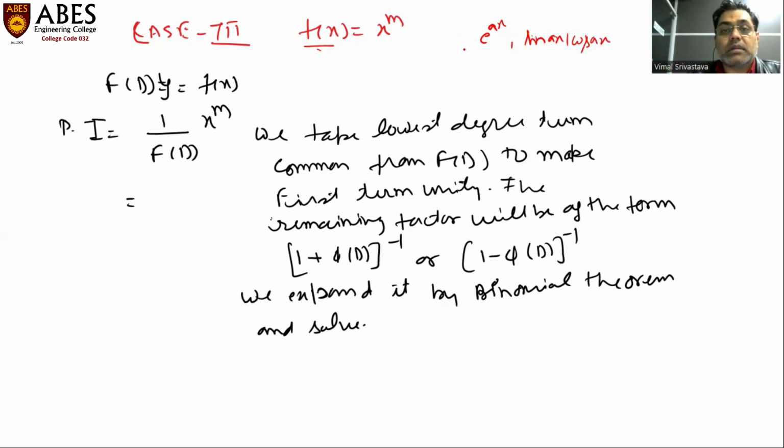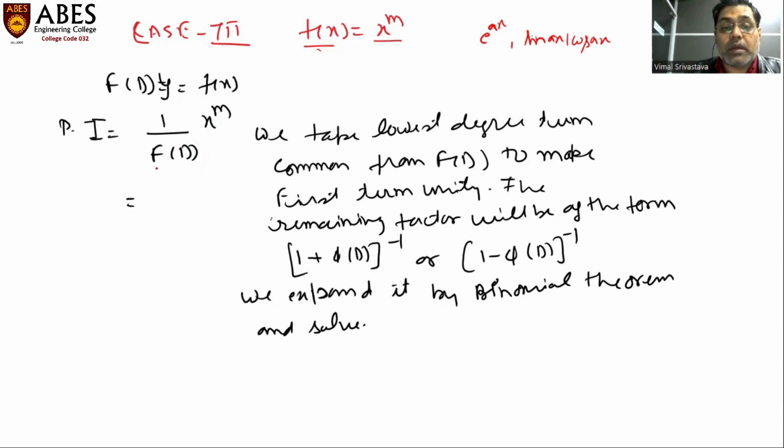In this video, we will discuss PI when our right hand side function f(x) is of the form x to the power m, that is, a polynomial of degree m. So again, the general form, our equation is f(D)y is equal to f(x). For finding PI, we take this f(D) to the right hand side, so it becomes 1 upon f(D) into x raised to the power m.